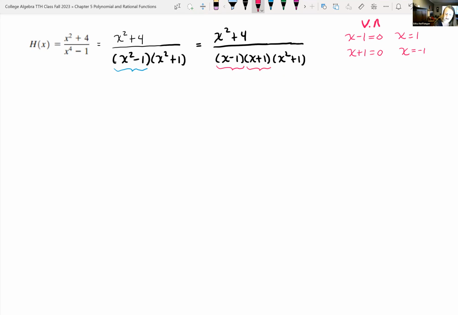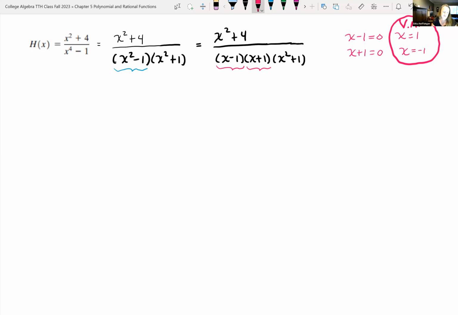We can call it VA. And our vertical asymptotes were x equals 1 and x equals negative 1. So be careful there. It's not just 1 and negative 1. Those are equations. They're vertical lines. Vertical lines are in the form of x equals some number.